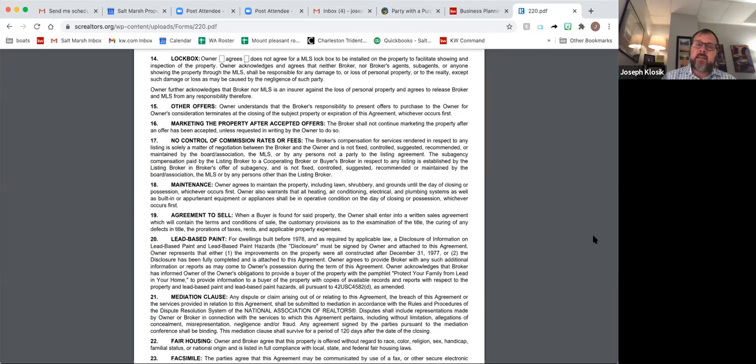Paragraph 15 states that the owner understands that it is my responsibility to present offers to purchase to the owner for your consideration, and that terminates at the closing. So if you get more offers on there, I don't have to continue to present them to you, or if it's expired. Now, if you have an expired contract, you get an offer on it, you'd probably want to present it to your owner, but maybe get something in writing that they'll protect you.